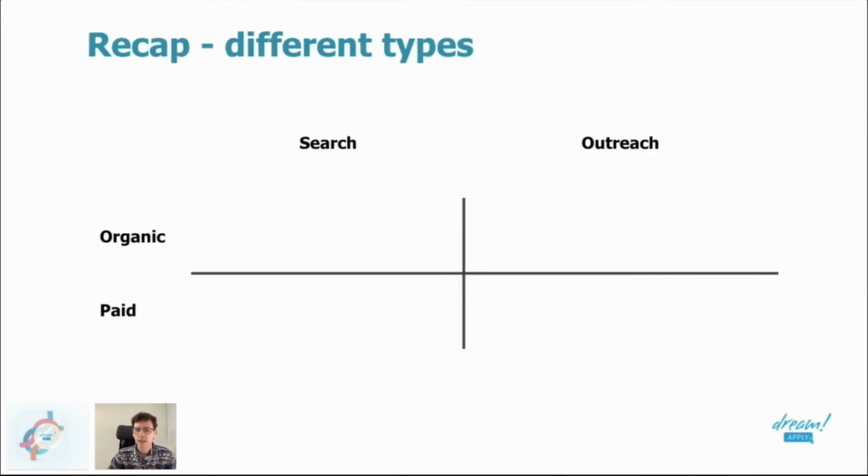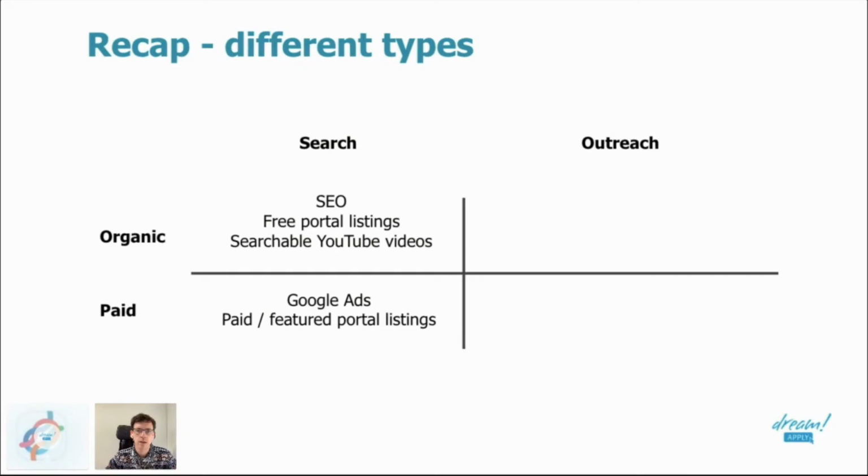So to recap, you basically have search campaigns and outreach campaigns, and then you have organic and paid types of campaigns. The paid campaigns would be Google Ads and portal listings. The organic ones would be search engine optimization, any listings that are free on the portal, and also you could have YouTube videos. YouTube is a bit of a crossover because YouTube in itself is also a search engine. It's actually the second search engine in the world. So if you have a keyword optimized YouTube video, then you could consider it search.